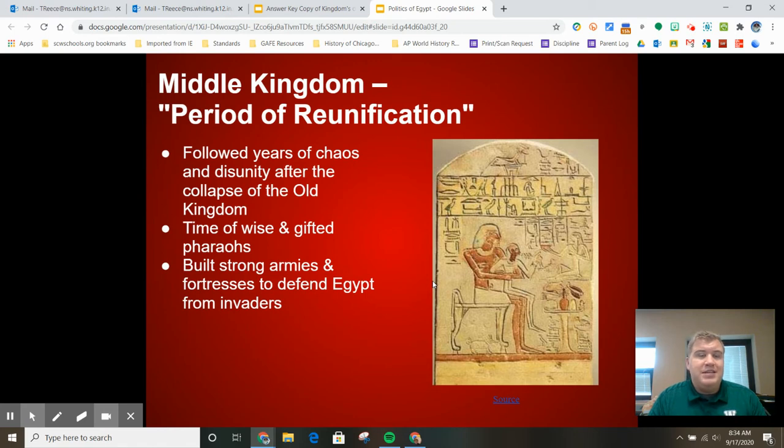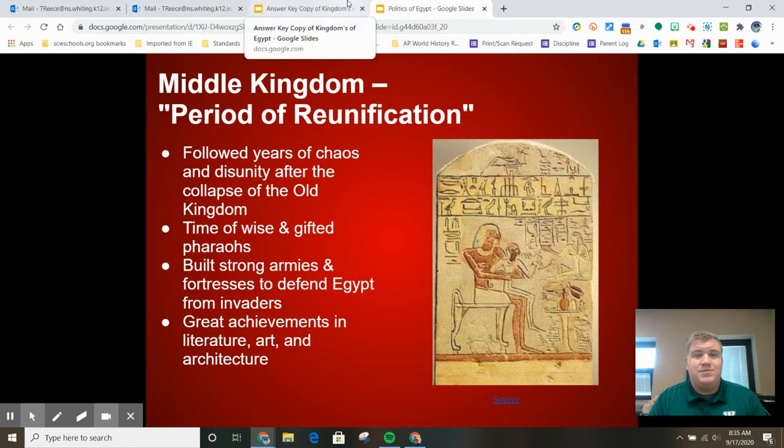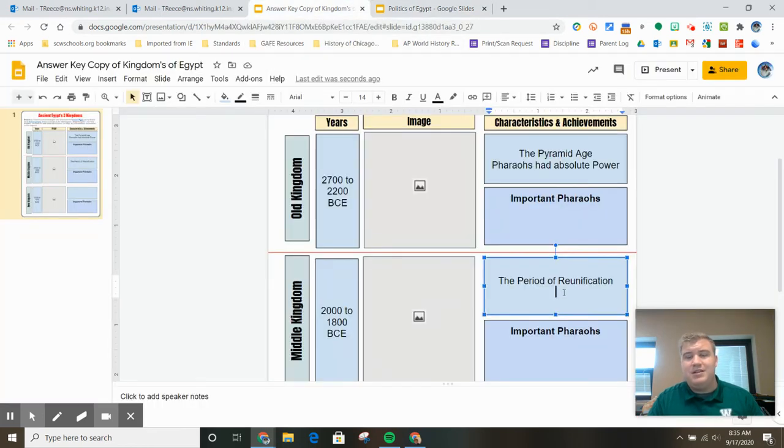All right. So these two different things were very important to this time period. Now, the one thing that I want you to write down for this time period is that they had great achievements in literature, art, and architecture. I want you guys to spend a little bit of time putting that down. So they had great achievements in literature, arts, and architecture.